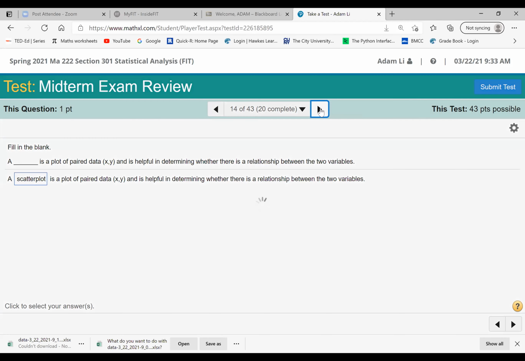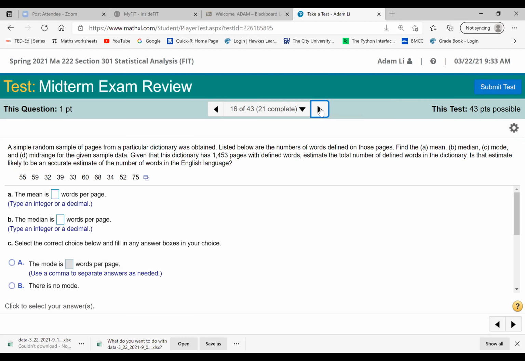Okay, question 14 and question 15 are omitted. 16, this is an important question. In this question, you are given a sample with 10 data values, and you want to find the mean, median, mode, mid-range, all of that. Given that the dictionary has 1,453 pages, you randomly select 10 pages and count how many words are used in each page. Then we get all this sample.